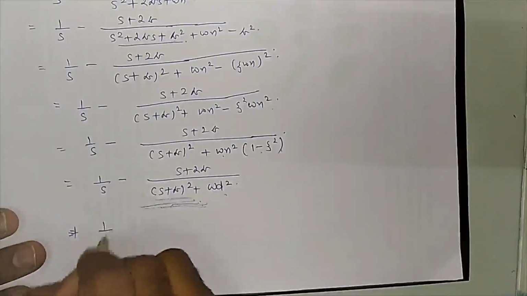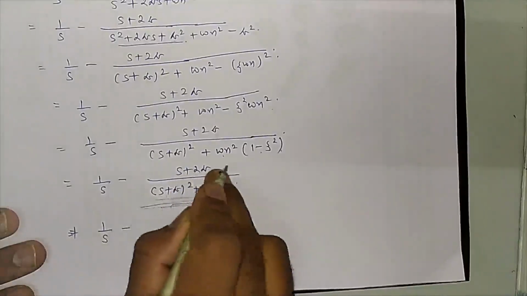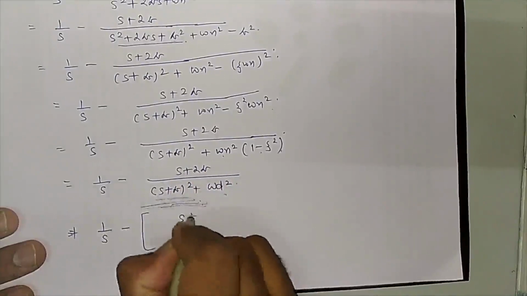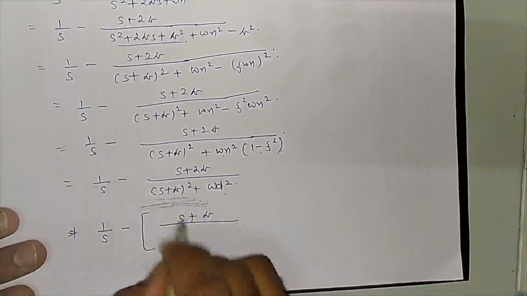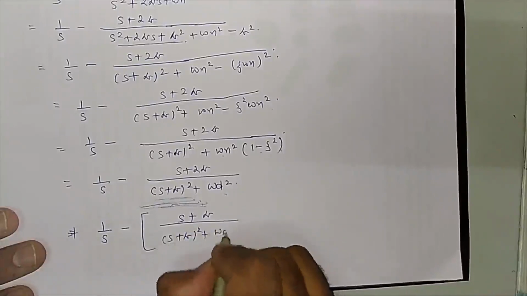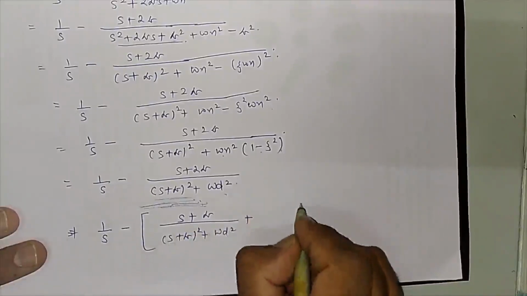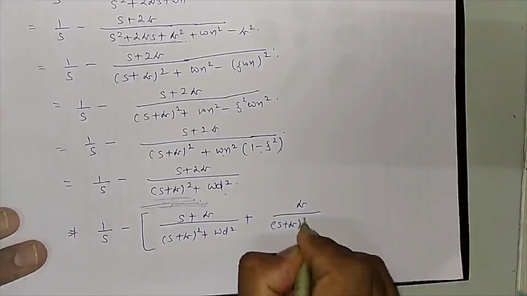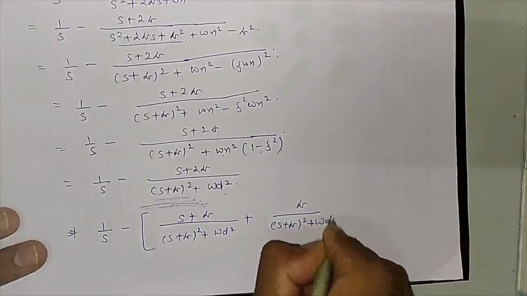So what I will do, there will be 2s plus 2 alpha. So again I will be separating the 2 alphas over here: s plus alpha divided by s plus alpha whole square plus omega d square, plus alpha upon s plus alpha whole square plus omega d square.